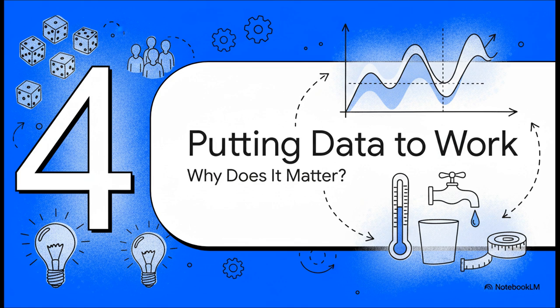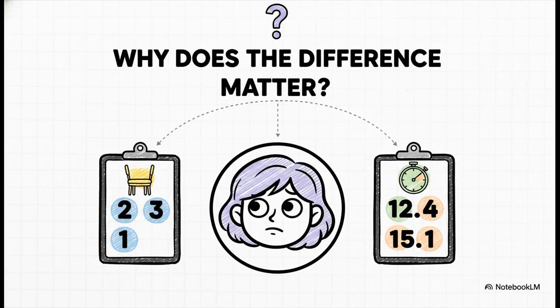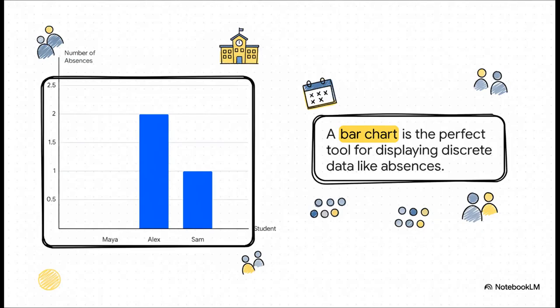But here comes the million-dollar question. So what? Why on earth does this actually matter? Maya's got her 2 neat lists of numbers. One is a list of counted absences, the other is a list of measured quiz times. So, what now? Why was it so important for her to know which was which? Well, let's start with her discrete data, the absences. A bar chart is absolutely perfect for this. See? Each bar is a student, and the height clearly shows a distinct number of absences. It's clean, it's simple, it's easy to understand.